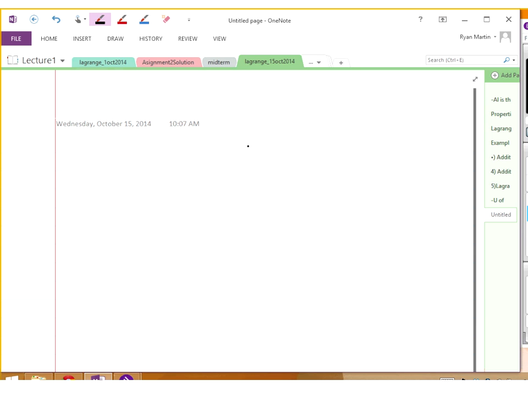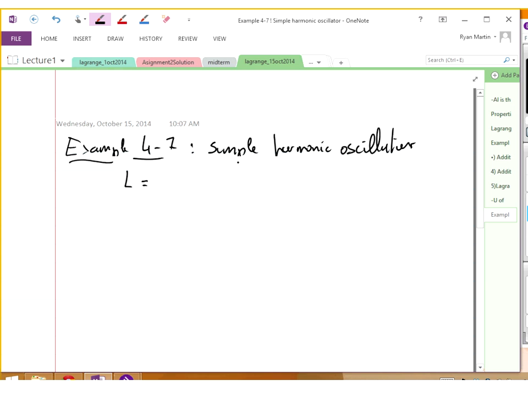This is example 4.7. So it's a simple harmonic oscillator. So the Lagrangian L, for a one-dimensional simple harmonic oscillator, is a half m x dot squared, the kinetic energy, minus the potential energy for a simple harmonic oscillator, which is a half k x squared.